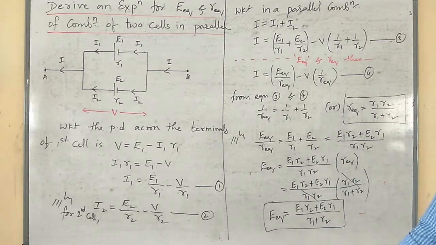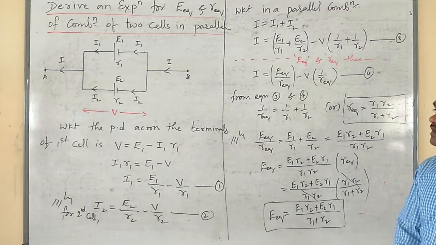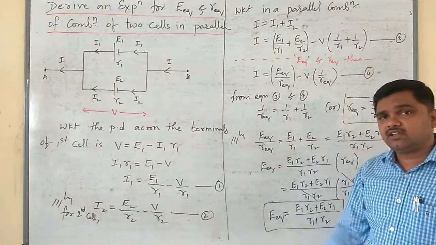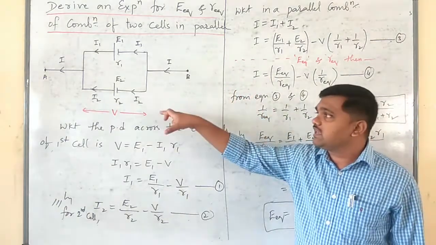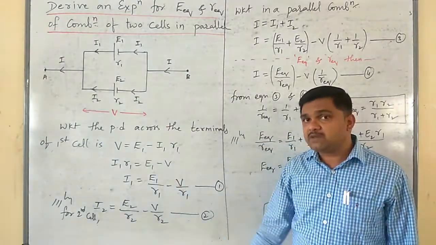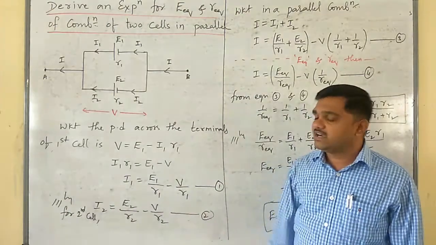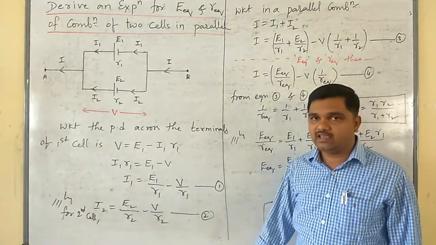For this you get 5 marks. Please remember, as the question itself indicates, you have to take two cells having EMFs E1 and E2 in parallel between any two points. I have called them A and B. You can call them X and Y, no matter.